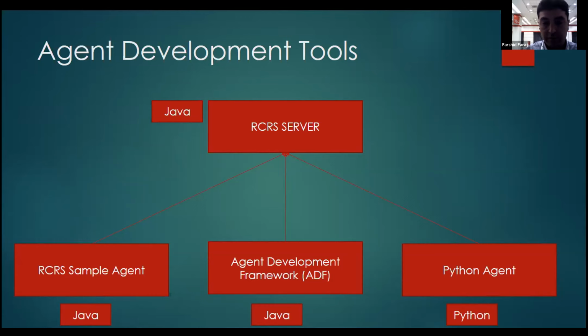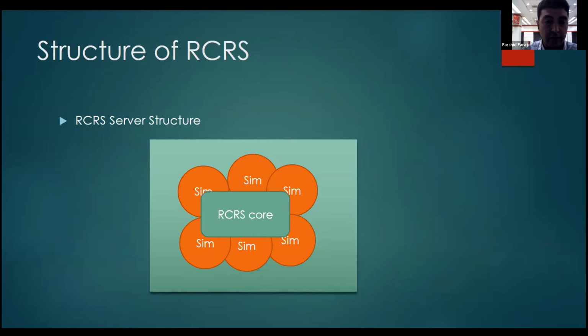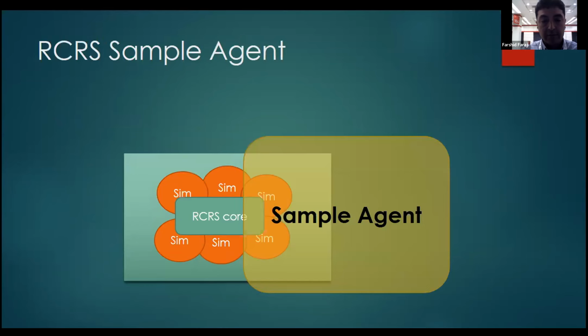I'm going to give more details about the structure of the server. Imagine the structure of the server is like this picture. There's a server core and many sub-simulators tightly coupled to this server core. So developing any new server or module needs to use the RCRS core, and this puts many limitations on developers, because using the RCRS core is a little bit complicated. The sample agent structure is also tightly coupled to the RCRS core, so without the rescue simulation core, we cannot develop a sample agent.